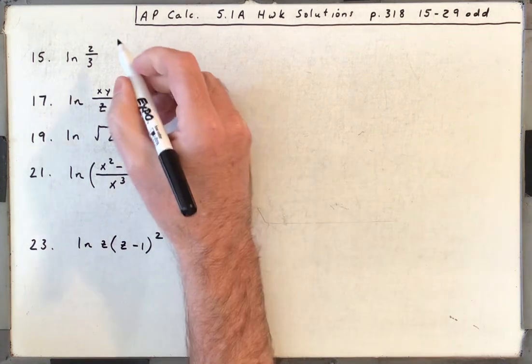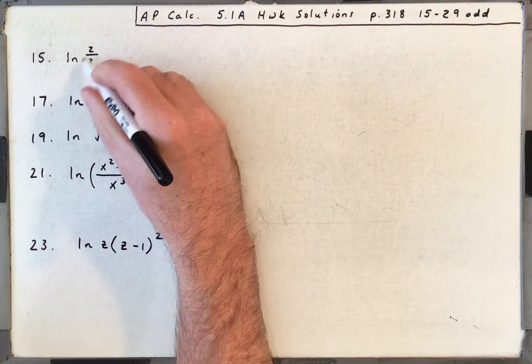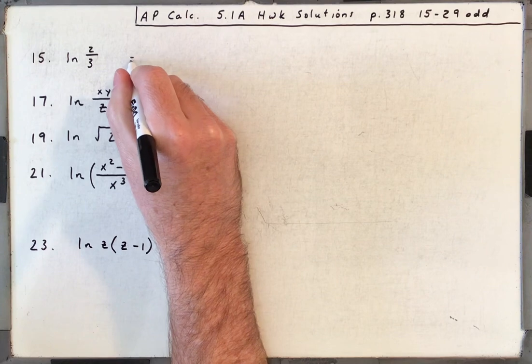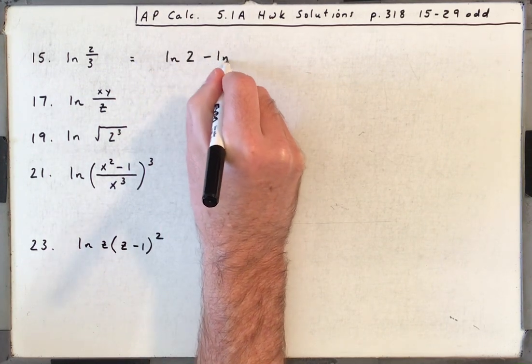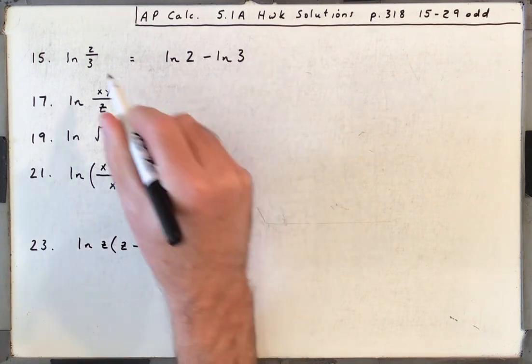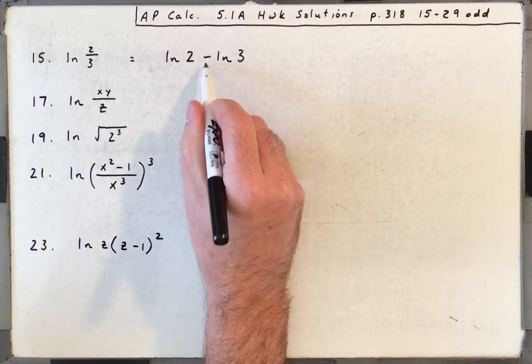All right, so we've got a quotient here on number 15, natural log of 2/3. That's the same as the natural log of 2 minus the natural log of 3. So a quotient is a difference.